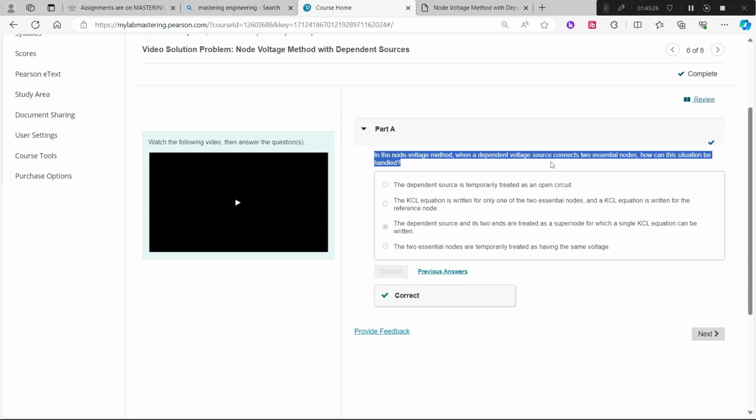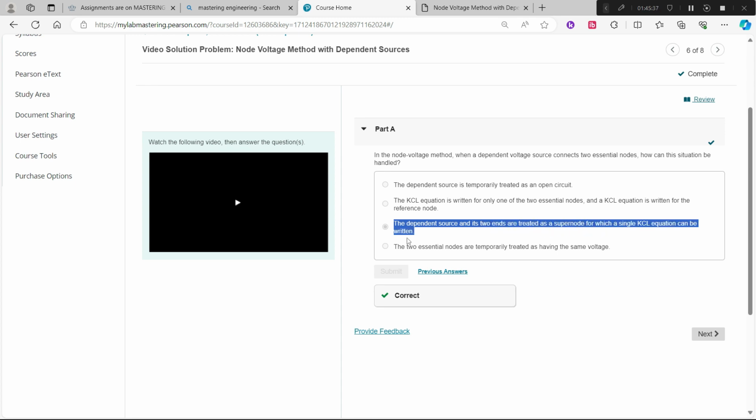In the node voltage method, when a dependent voltage source connects two essential nodes, how can the situation be handled? The dependent source and its two ends are treated as a supernode, like I just did. Right? And a single KCL equation can be written like I did in the problem.